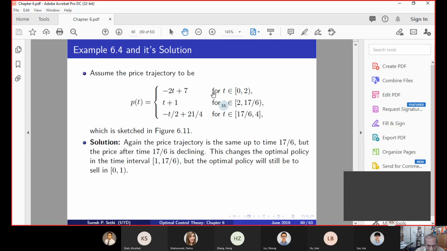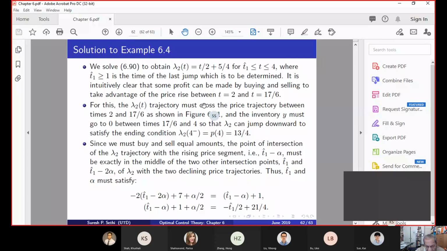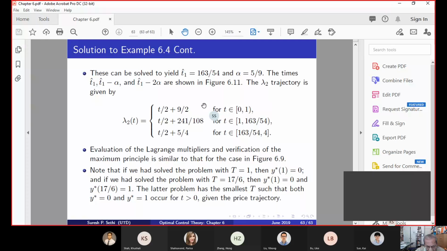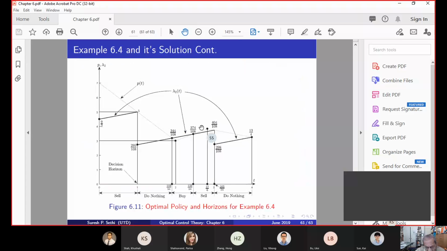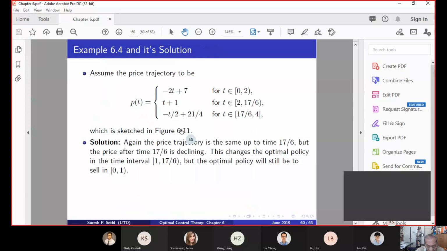Okay, let's do one more thing. Now assume the price trajectory. Why am I done here? Oh, there's another picture here. I'm sorry, I got too far. So now assume the price trajectory.